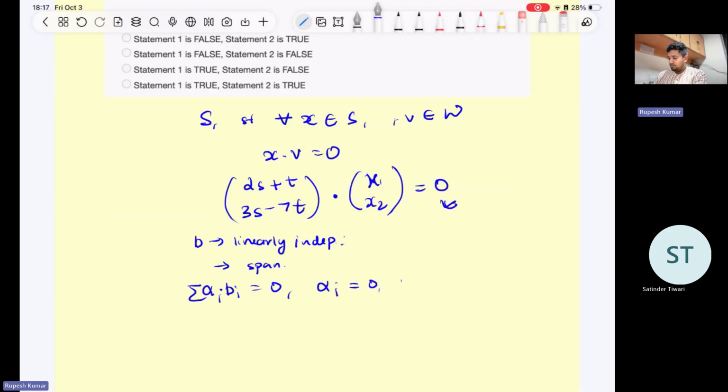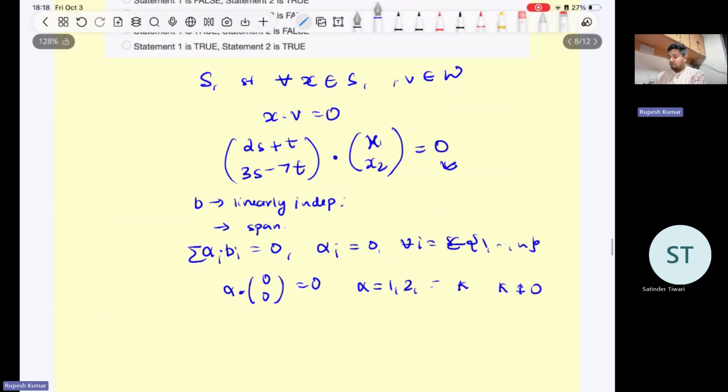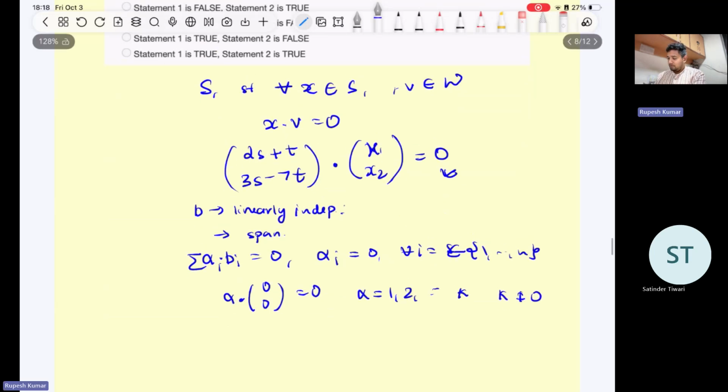All alpha i's for all i belong to 1, 2, and so on, right? Now, let's say you are choosing 0, 0 as a basis, then you will get alpha times (0, 0) equals 0 for alpha equals 1, 2, or basically any non-zero scalar k, right? So this cannot be a basis, fine.